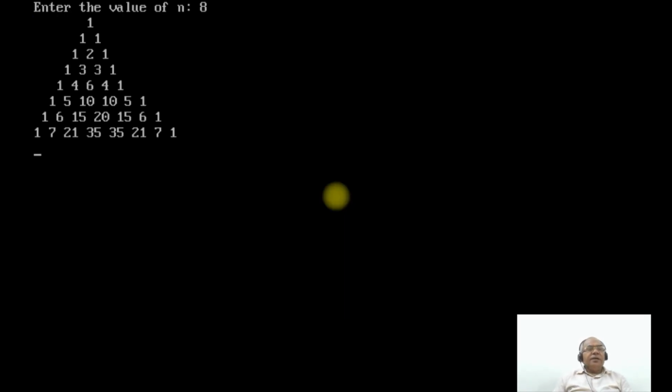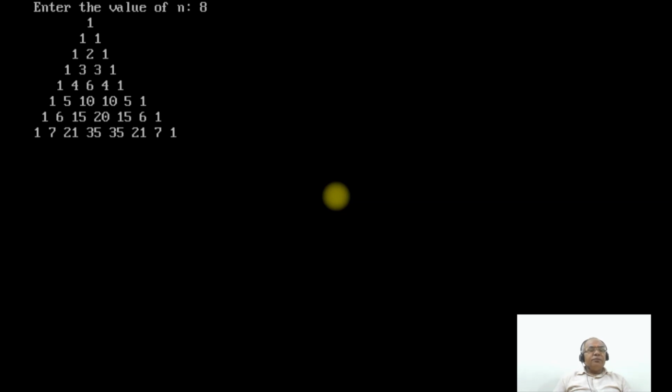Now if I want to run it for 6 or 8, the numbers will have more digits, but the pattern will remain the same. If you see the last row, 1 plus 6 becomes 7, 6 plus 15 becomes 21, 15 plus 20 becomes 35, 20 plus 15 becomes 35, 15 plus 6 becomes 21, and 6 plus 1 becomes 7. So this is the pattern in which it will run. Suppose you consider the previous row: 1 plus 5 becomes 6, 5 plus 10 becomes 15, 10 plus 10 becomes 20, 10 plus 5 becomes 15, and 5 plus 1 becomes 6.